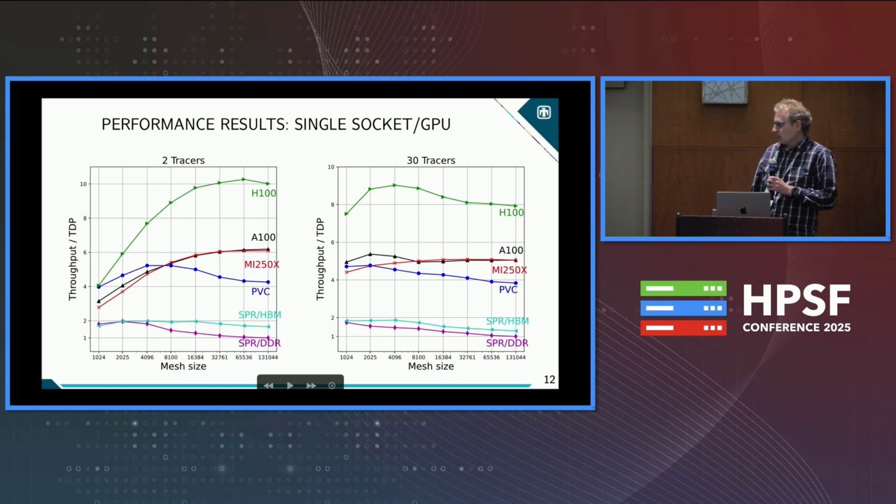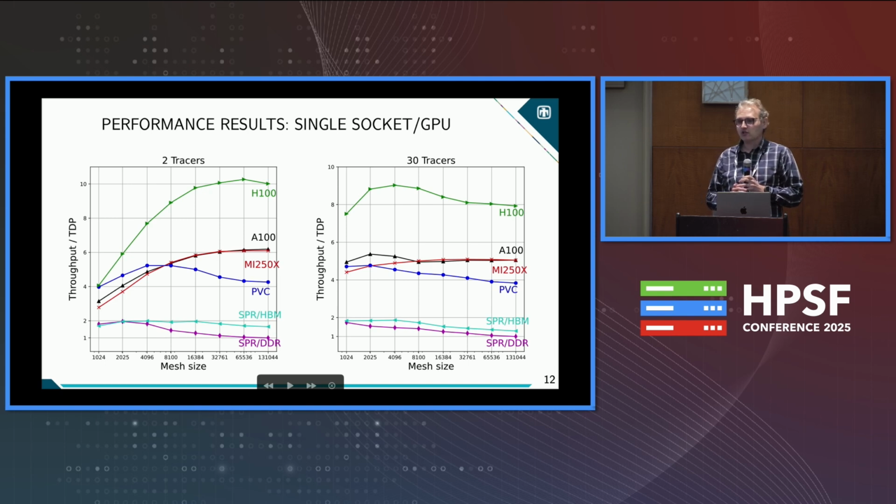And now I would like to present some performance results and spend some time on this slide. This is quite busy. So first I'm showing single socket or single GPU or even single GCD, tile, whatever, results, basically without any MPI.